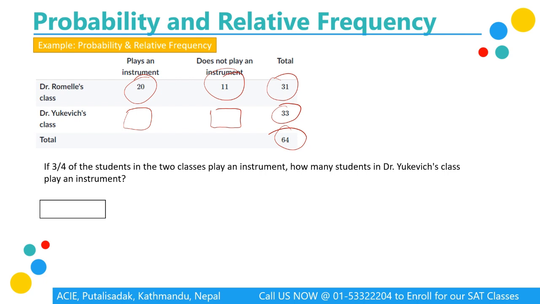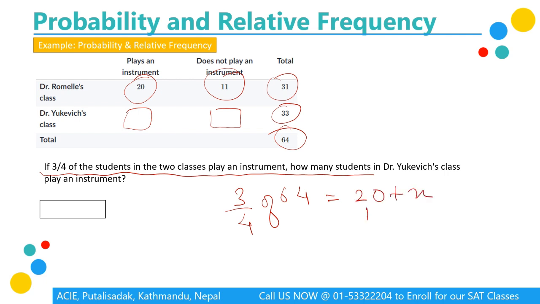Of the 33 people, we have to know how many play an instrument and how many do not, and for that, data has been given over here. If 3 by 4 of the total students play an instrument, in the two classes, that shows 20 plus X students: 20 students from Dr. Roman's class and X students from Dr. Yukovich's class.